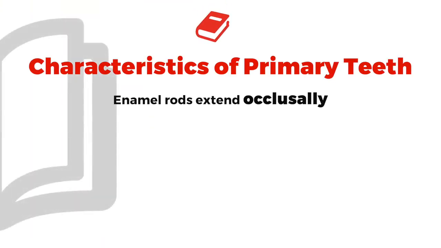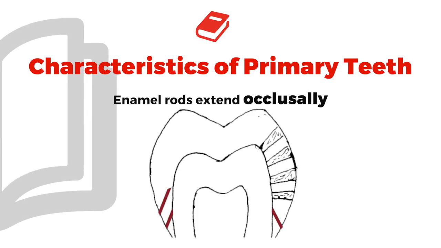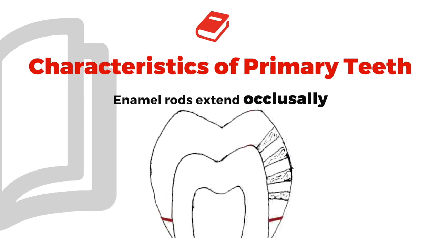In primary teeth, enamel rods form differently. Take a look at this diagram, because I think this can be a little bit confusing just from the words. You'll see in your text that it says enamel rods extend occlusally, which is the opposite of permanent teeth. But what does that really mean? What they're talking about is in permanent teeth, enamel rods extend in this direction, while in primary teeth, they extend from the cervical area in a more occlusal direction, like this.